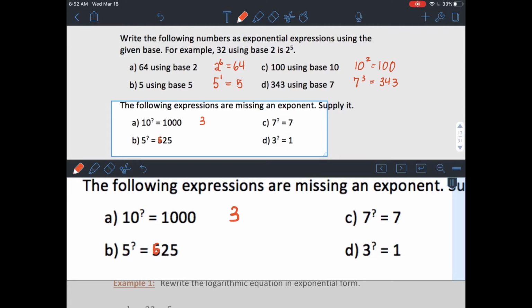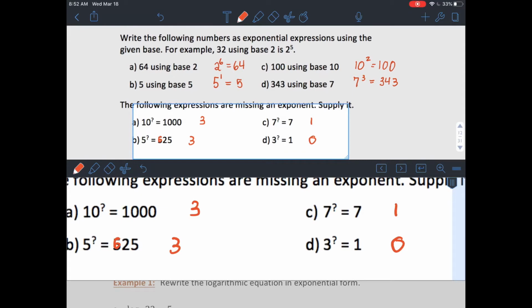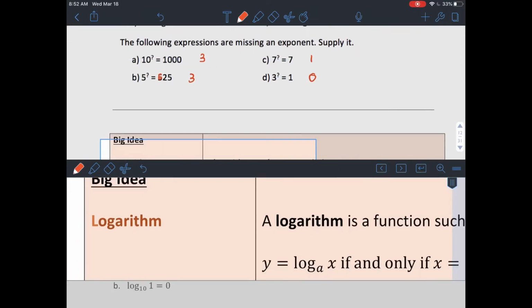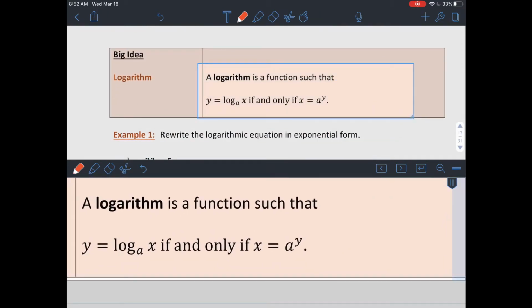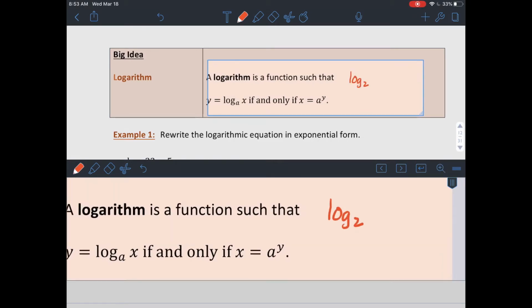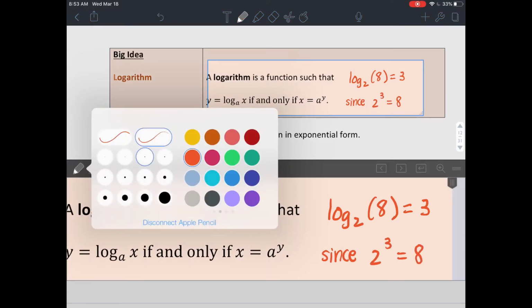So the base of your exponential function is the number that's being raised to the power. So if you're missing an exponent and you want to figure out what power you raise it to get that number, that's really all a logarithm is. So say, for example, you have log base 2 of 8. That equals 3 because if you take 2, the base of your logarithm, to the third power, it equals 8.